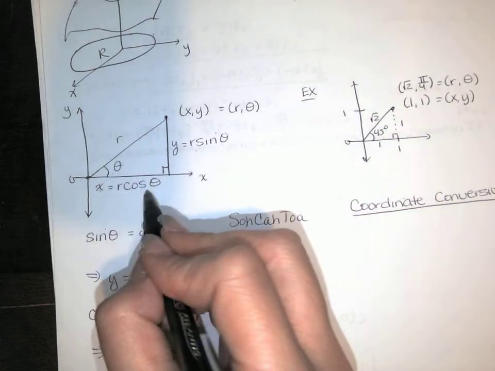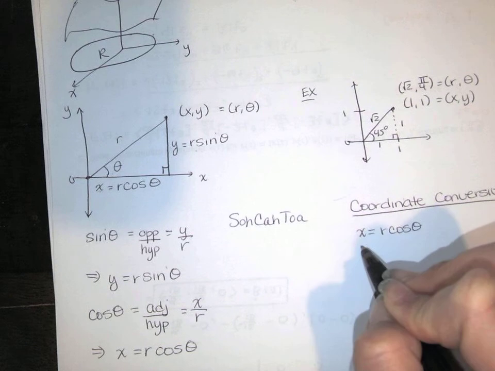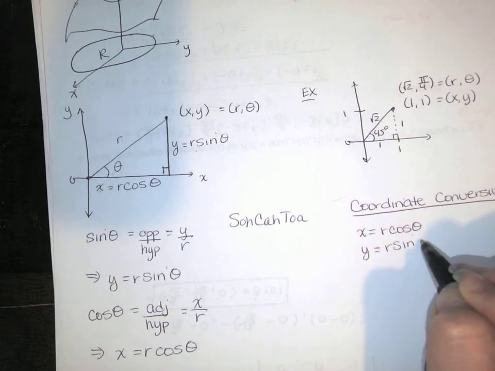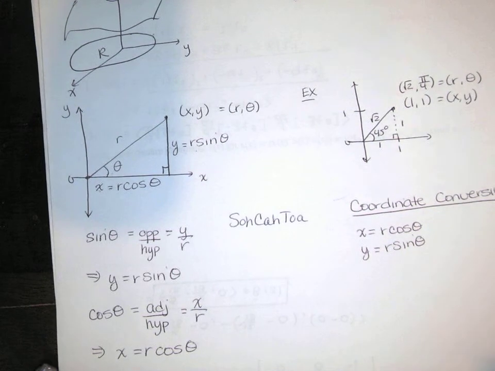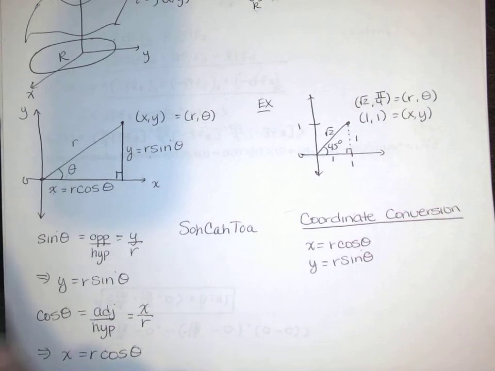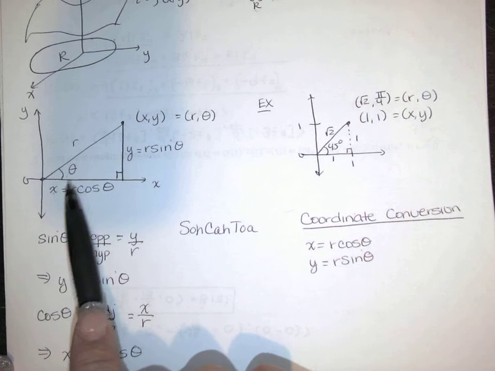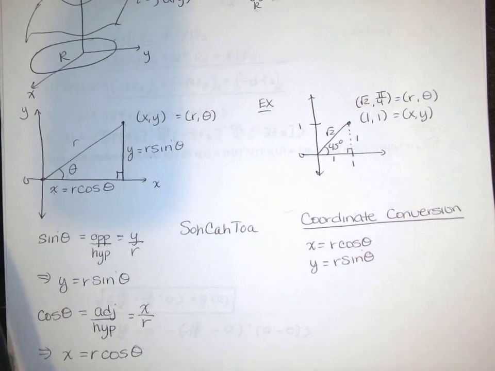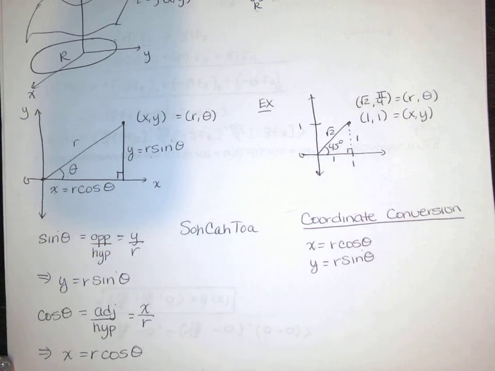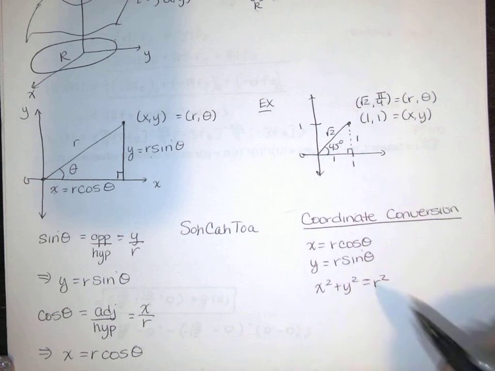If I have r and I have theta and I want to get x and y, well then I can use these formulas. x is r cosine of theta, and y is r sine of theta. Now I can also use x and y to find r and theta pretty easily. If I know x and y, I can use the Pythagorean theorem to find r, because this leg squared plus that leg squared is the hypotenuse squared. So I know that x squared plus y squared must be r squared.